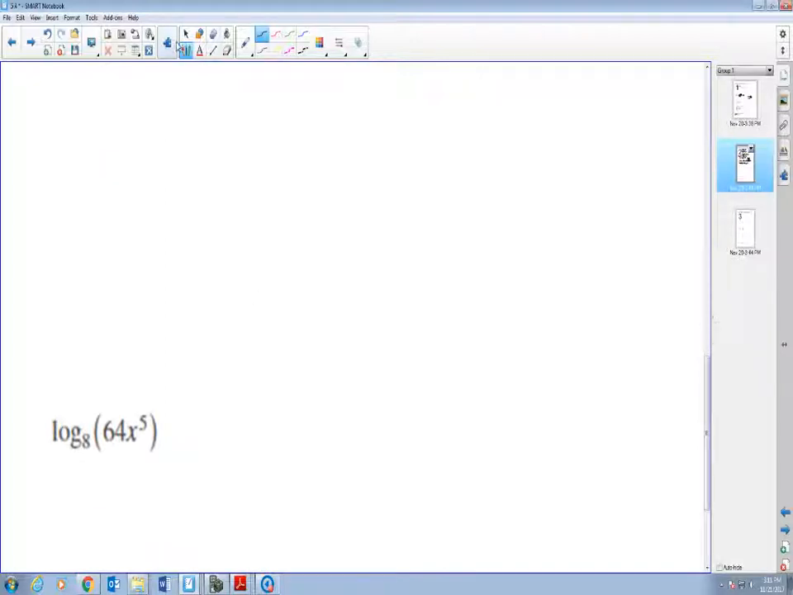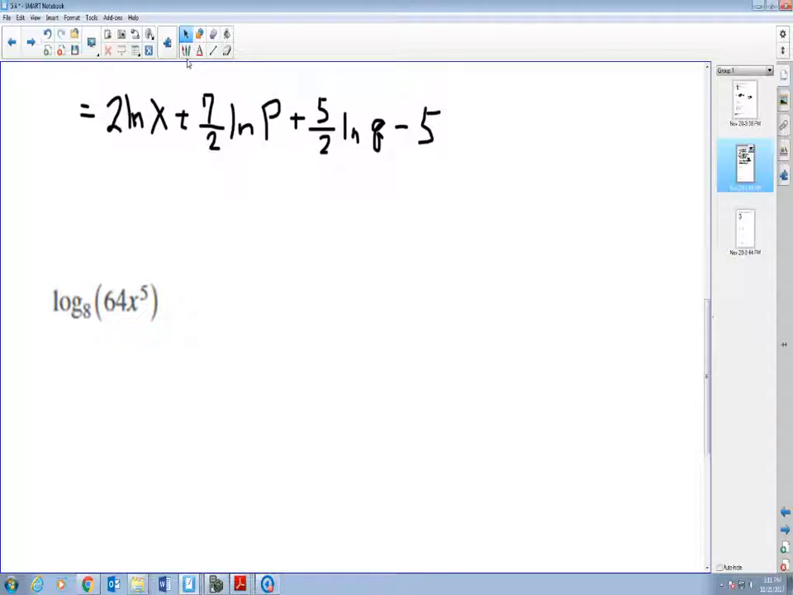I think this one is a little bit simpler because there's only one operation here, just multiplication between the 64 and the x. This is only one term, so I can now split them. That will give me log with a base 8 of 64 plus log with a base 8 of x to the 5th power.